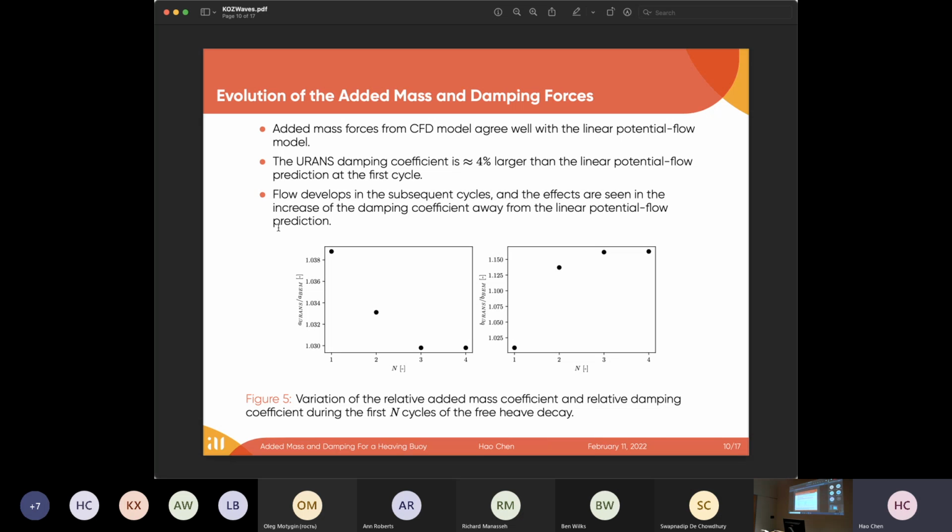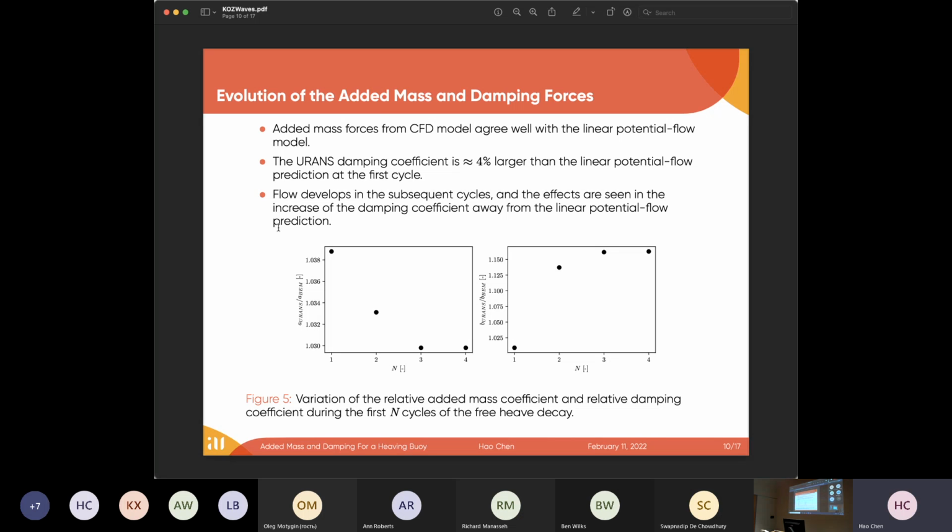Okay, so then we can start to look at the added mass and damping from both models. These two figures show the ratio of the added mass and damping from these two models. What we observe is that the added mass is nicely predicted by the BEM model. That's apparently because it's dominated by the inertia effects. The difference is generally within 4%. And with the development of the flow, the deviation is further reduced.